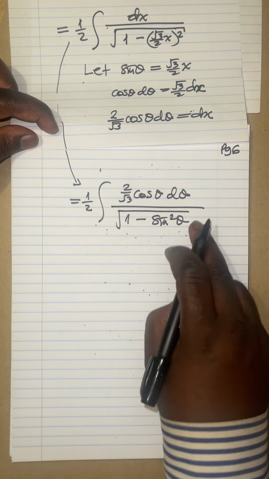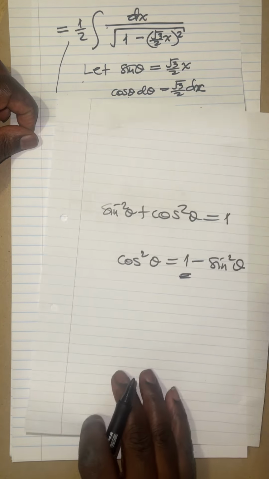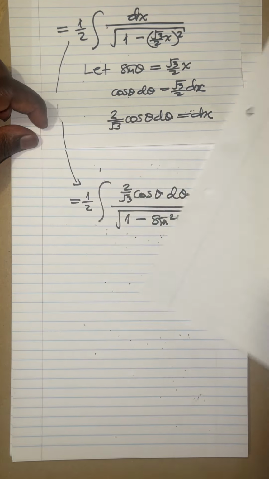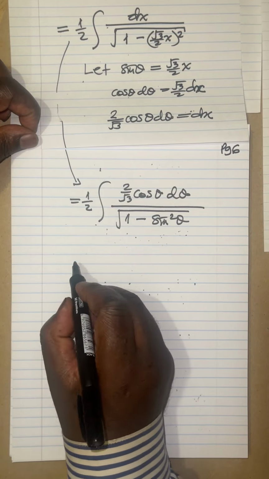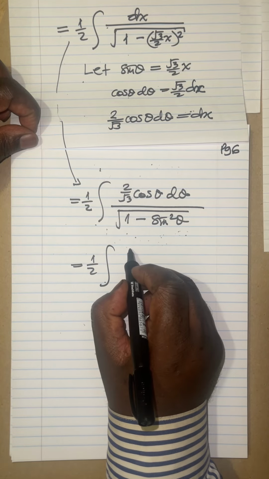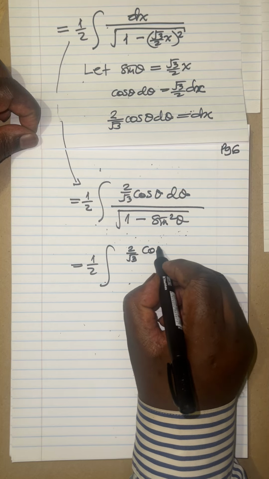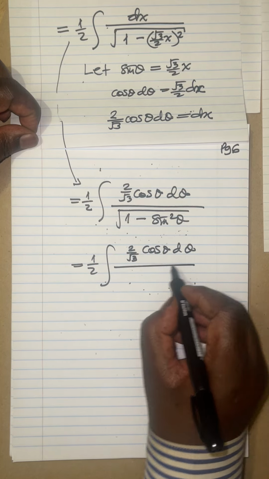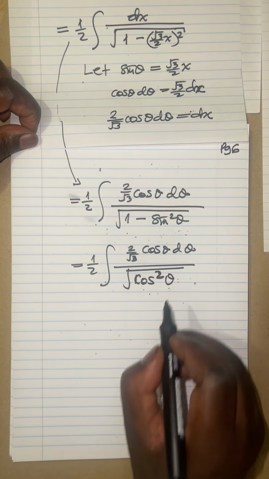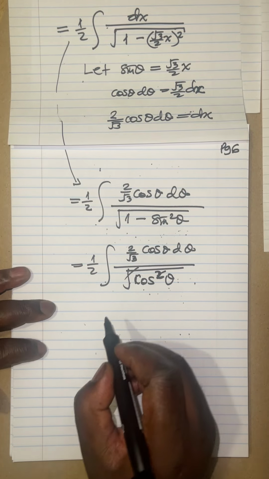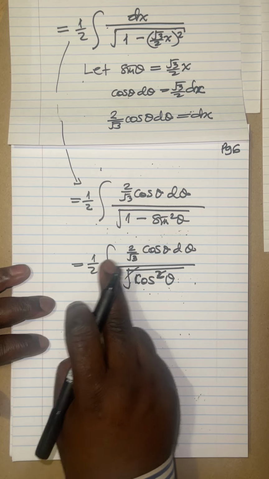And I showed you this in question number 2, that this is basically cos squared theta. Over here you can see cos squared theta equals 1 minus sine squared theta. So whatever is under the square root sign must be replaced by cos squared theta. So now we're having 1 over 2, the integral of 2 over root 3 cos of theta d theta all over square root of this, which is actually cos squared theta. Now obviously this cancels that, and if I take this one out, remember this is multiplying, it's in the numerator, and this is dividing, so I'll basically multiply these two.